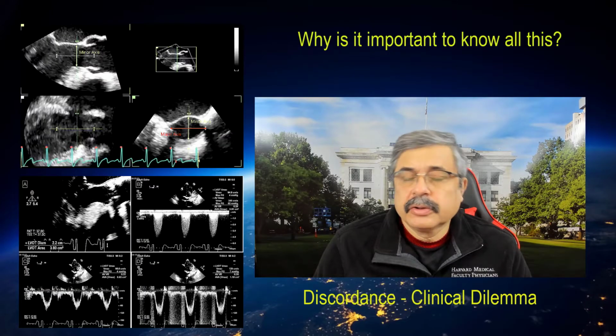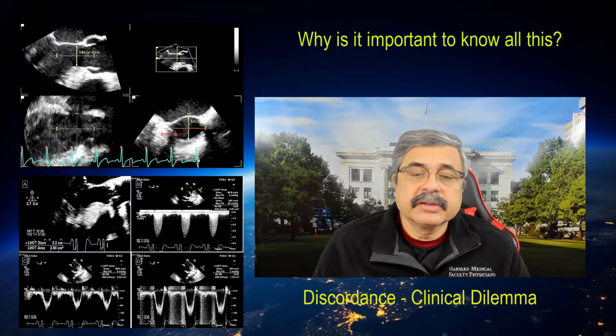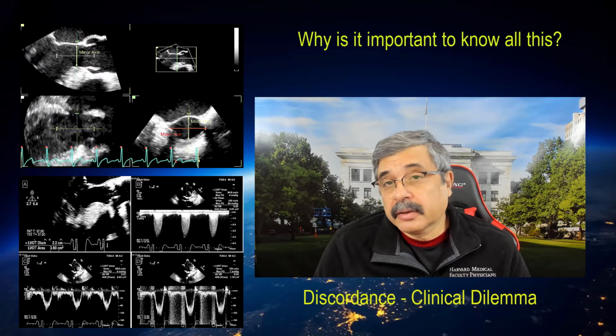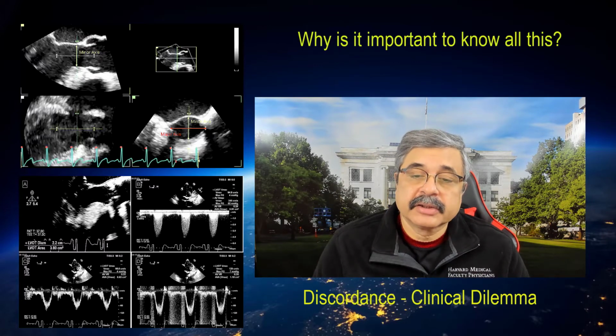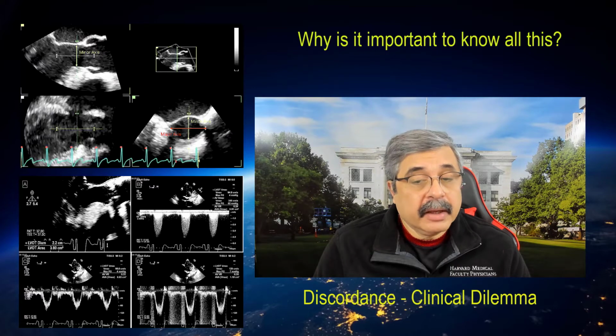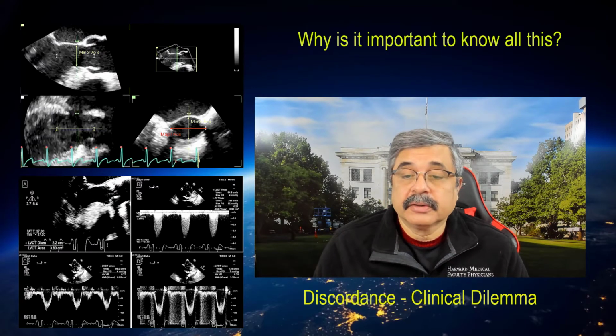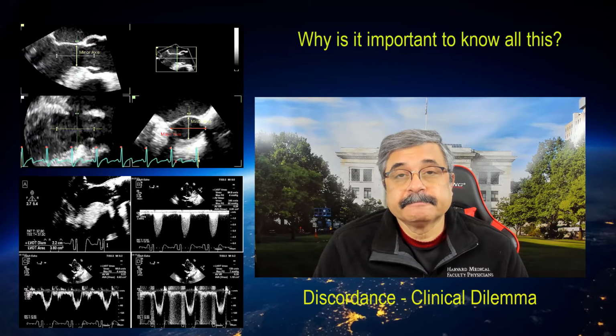Well, the first question to ask is, why is it important to know all this? With percutaneous interventions becoming more common, the accuracy of the aortic valve area calculation has received significant attention. Now, accurate measurement of the left ventricular outflow tract is a critical component of the calculation of the aortic valve area and is the greatest source of error.